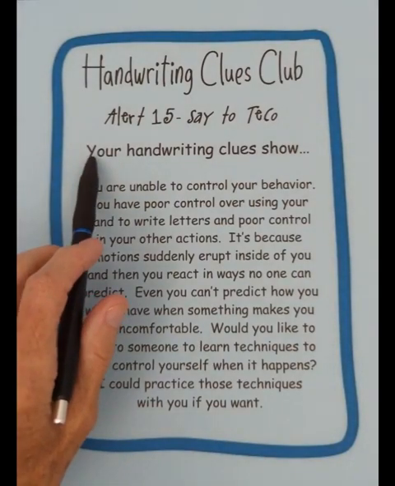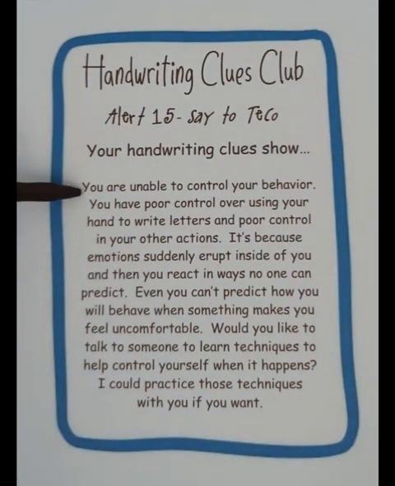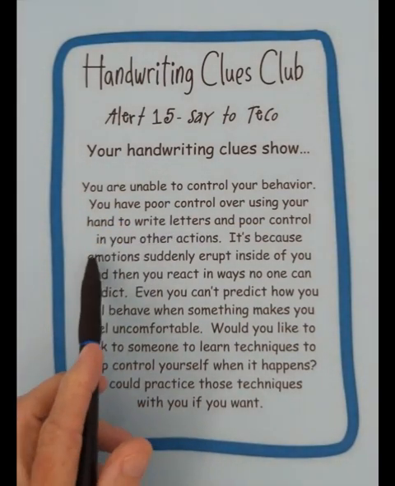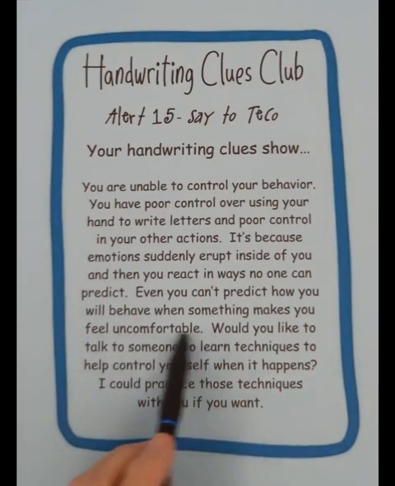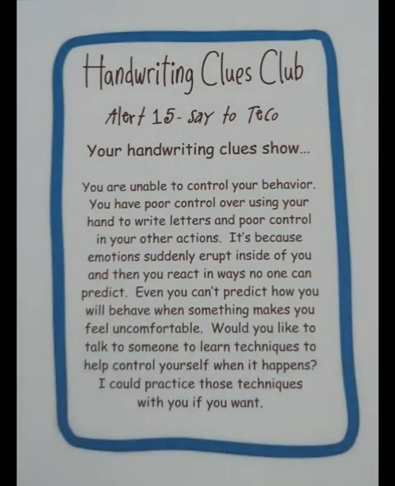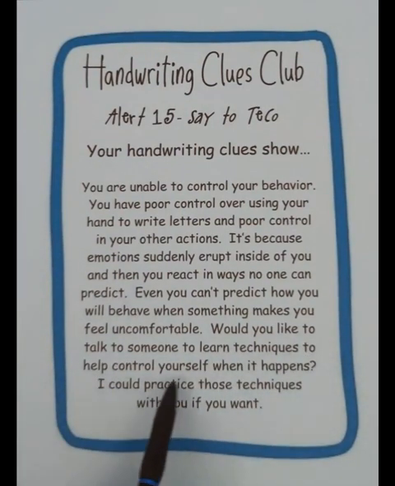So we're going to say to Teco, your handwriting clues show you are unable to control your behavior. You have poor control over using your hand to write letters and poor control in all your other actions. It's because emotions suddenly erupt inside of you and then you react in ways no one can predict. Even you can't predict how you will behave when something makes you feel uncomfortable. Would you like to talk to someone to learn techniques to help control yourself when it happens? I could practice those techniques with you if you want.